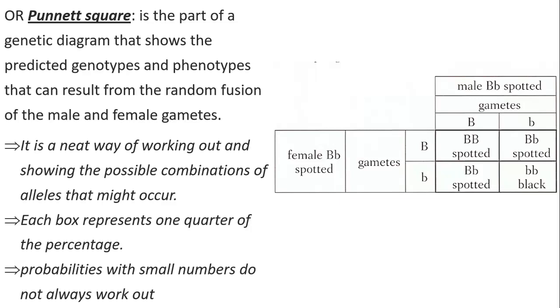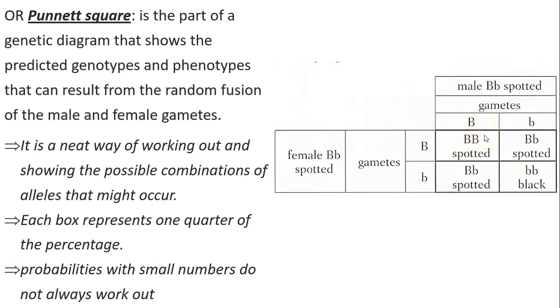How does it work? It's a box that's divided into 4 squares, which represents 1/4 of the percentage. What does this mean? This means that each square here represents 25%, which is 1/4 of the probabilities of this family for this gene only. So if we put the gametes here, just like the previous example, we will put the male gametes, the sperms, and the female gametes, the eggs, and then we will join this egg with this sperm and see the outcome.